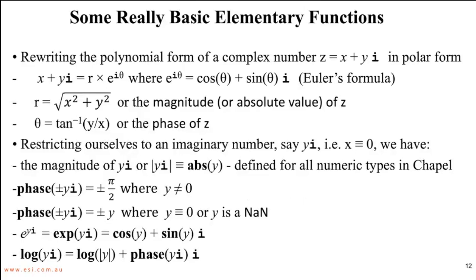Let's rewrite the polynomial form of a complex number z equals x plus yi in polar form. x plus yi equals r e to the i theta, where r and theta are the magnitude and phase of z, and e to the i theta equals cos theta plus i sine theta. Making x 0, so we restrict ourselves to imaginary numbers. For the magnitude, we use Chapel's sign bit operation abs. The phase is a compile time constant for non-zero y, and the phase is just y for 0i, or y being not a number. Again, a real result needing no complex arithmetic.